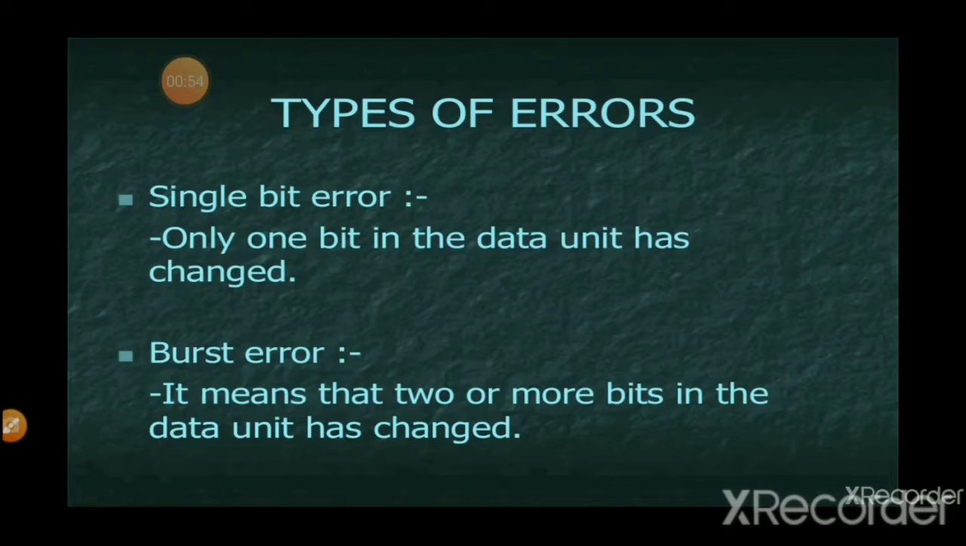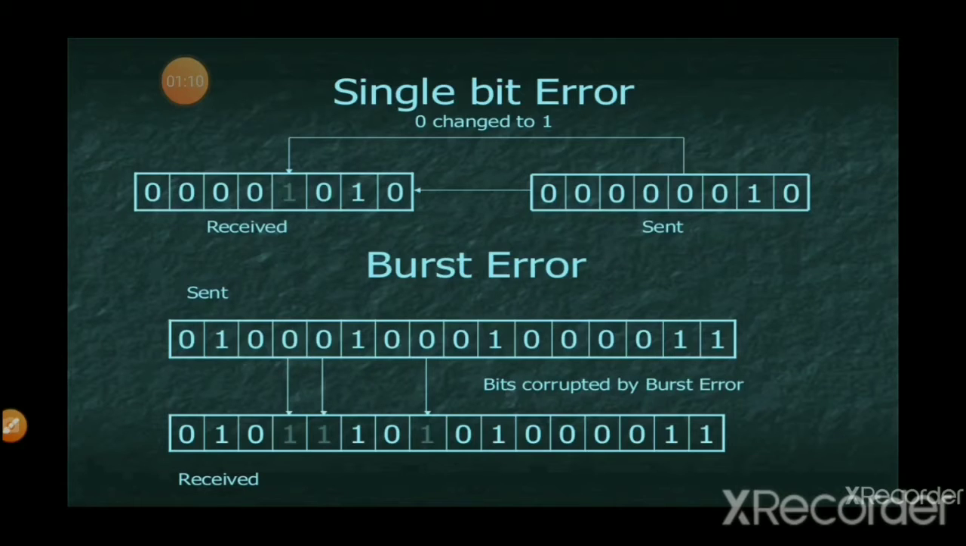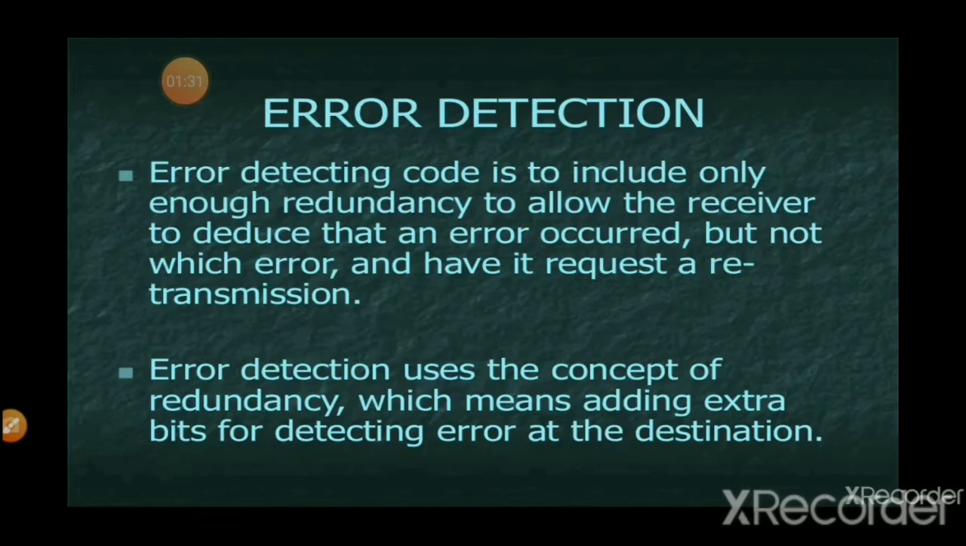Types of errors. Single bit error: only one bit in the data unit has changed. Burst error: two or more bits in the data unit have changed. In the single bit error, the data sent as shown in the figure, 0, is changed to 1 at the receiver point. Then burst error: the sent data is represented, then the received data is represented, with the bits corrupted by the burst error.